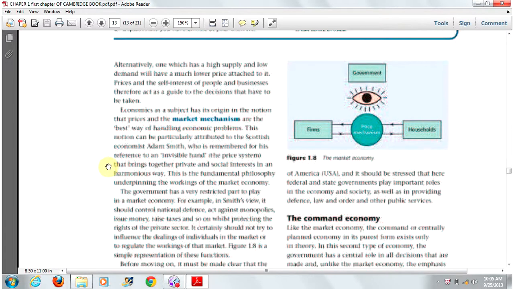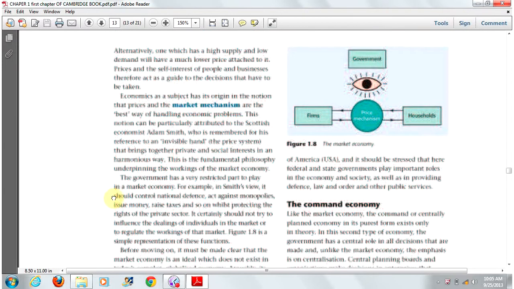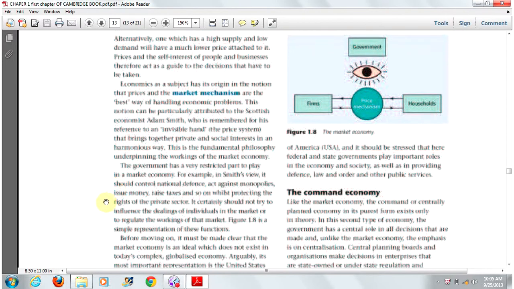The government has a very restrictive part to play in the market economy. For example, in Smith's view, it should control national defense, act against monopolies, issue money, raise taxes, and so on, whilst protecting the rights of the private sector. It certainly should not try to influence the dealings of individuals in the markets or to regulate the workings of the market. Figure 1.8 is a simple representation of these functions.